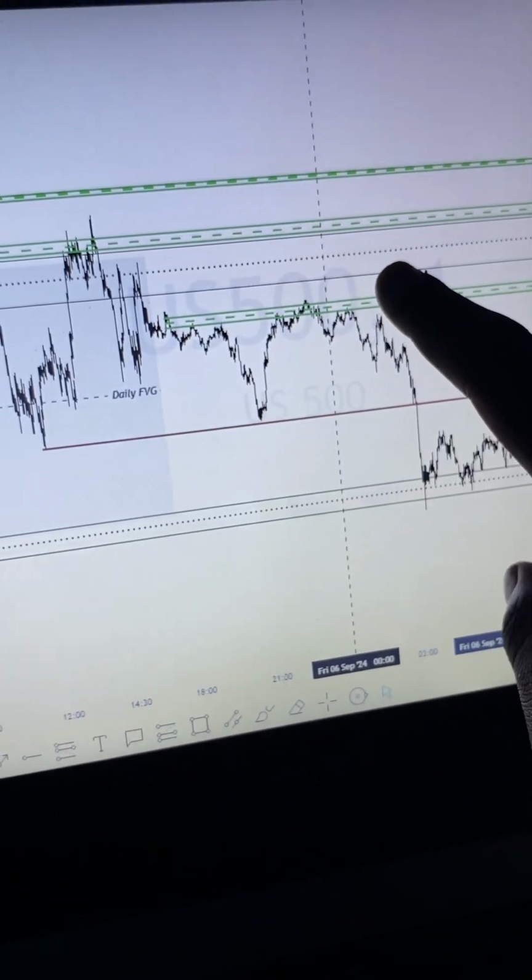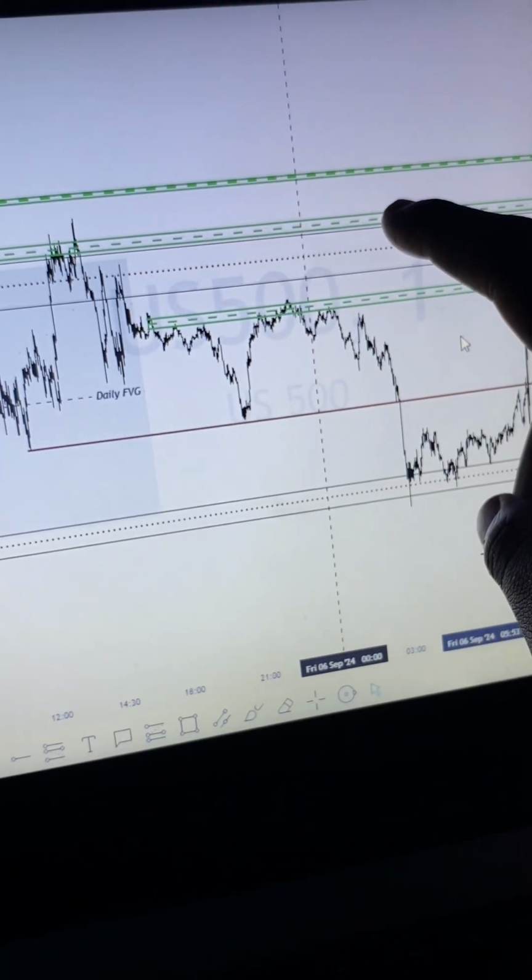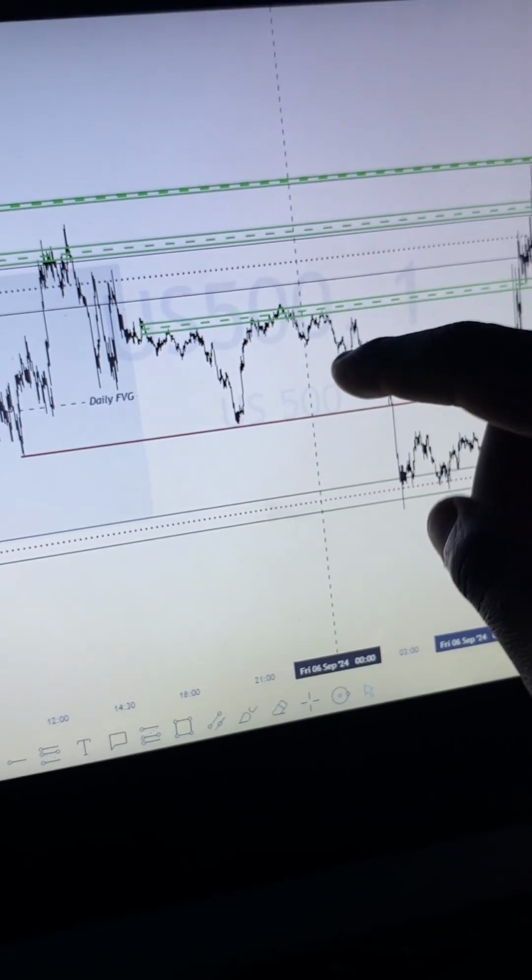And then this is also a new week opening gap. That's a new week opening gap. That's a new day opening gap. That's a new day opening gap. And that's a new day opening gap. So I just explained everything on my chart currently.